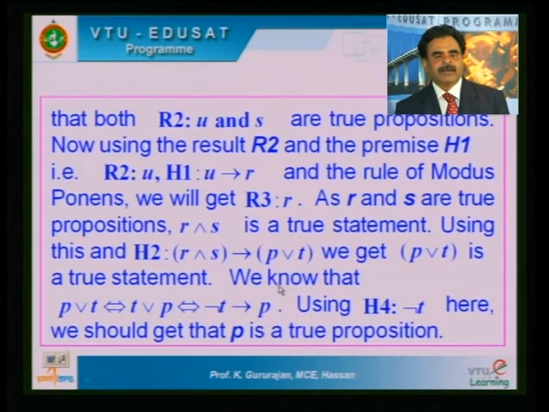But just now, 10 minutes back, we discussed that P or T is the same as T or P, and T or P is equivalent to negation T implying P. So, using H4, that negation T is true, and negation T implying P is true, ultimately we'll get that P is a true proposition. Therefore, starting from the assumption that Q is true, we arrived at P is true. So this conditional argument is valid.